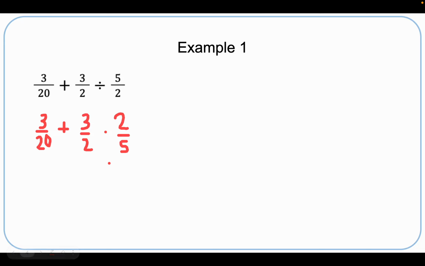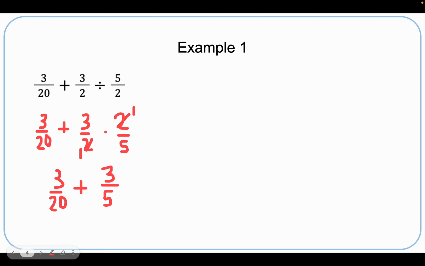Then we're going to handle our multiplication first, and we can do some cancellation here with the 2's. So I'm going to cross that out. Those are both 1's. So now we have 3 times 1 in our numerator. So I'll put 3 there, and 1 times 5 in our denominator. So that multiplies out to 3/5. And then we can add our 3/20.